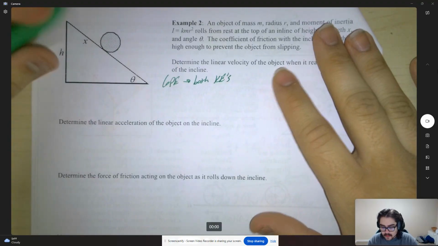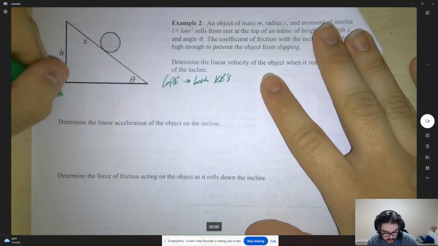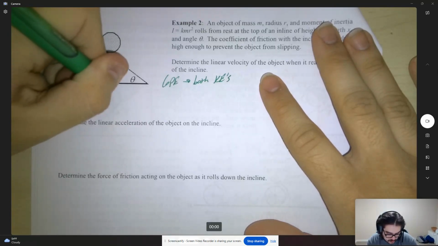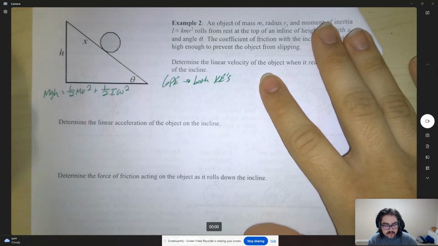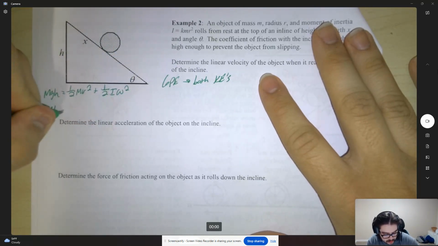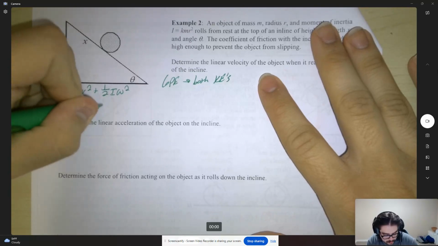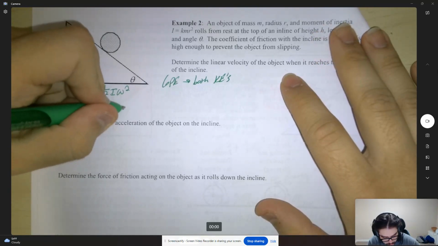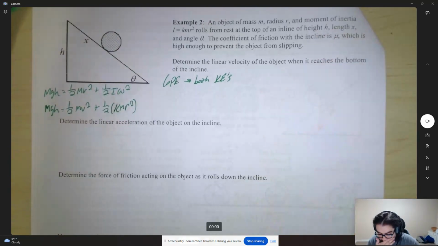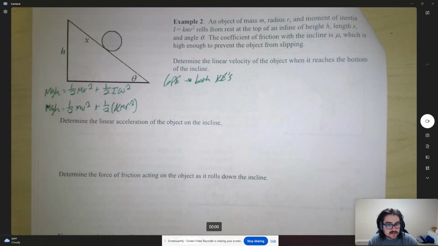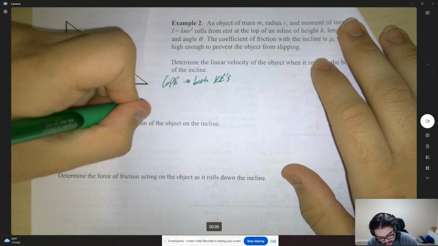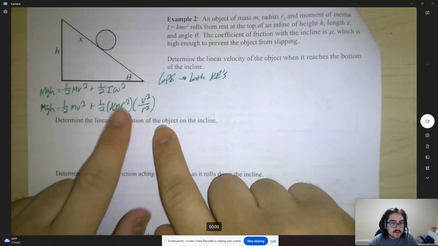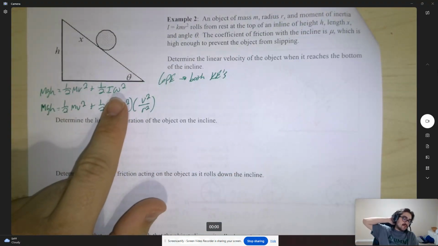So I'm going to do mgh equals 1/2 mv squared plus 1/2 I omega squared. And if I substitute, I get mgh equals 1/2 mv squared plus 1/2 times I, which is kmr squared, times omega. I'm going to replace omega here because I've got two different types of velocity. So I'm going to replace omega squared with v squared over r squared, and that's because it's squared. Omega is just v over r, and then I square it, so it's v squared over r squared.